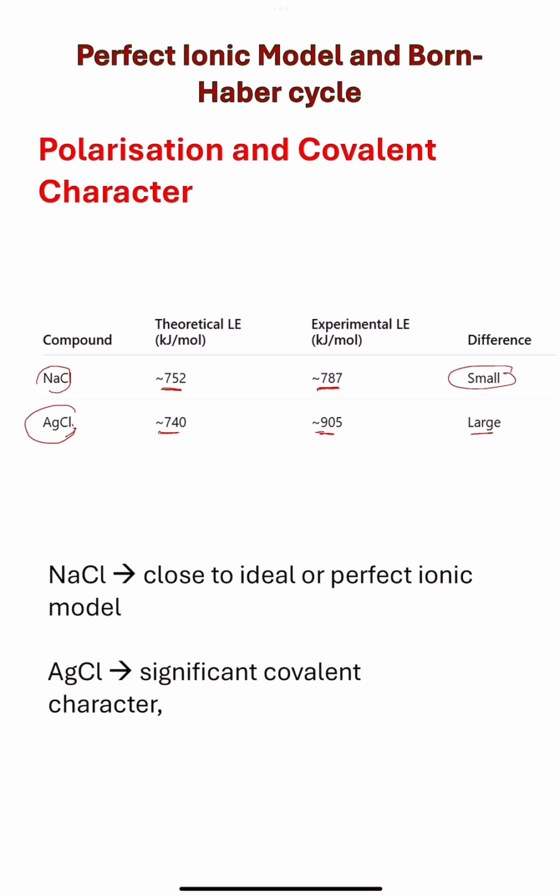While for silver chloride, there is a significant covalent character because there is a large difference between the experimental and the theoretical lattice enthalpy. So this is because the silver ion polarizes the chloride more than the sodium ion. So there is more covalent character.